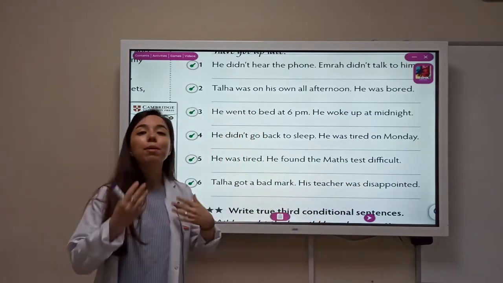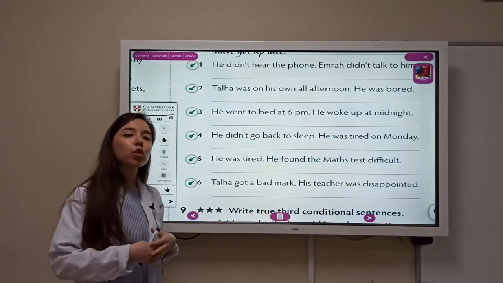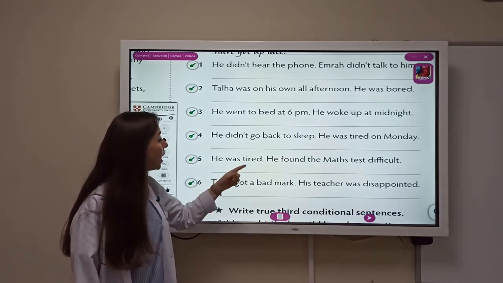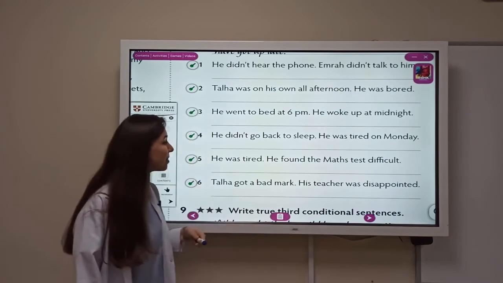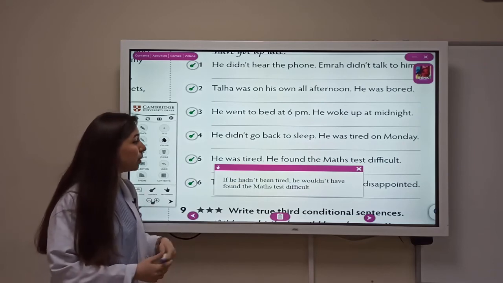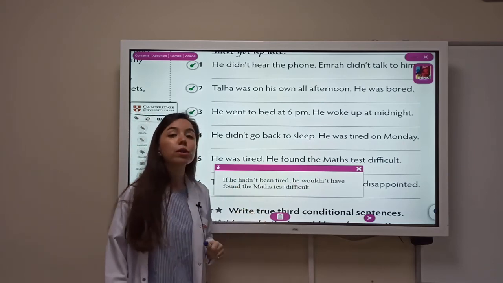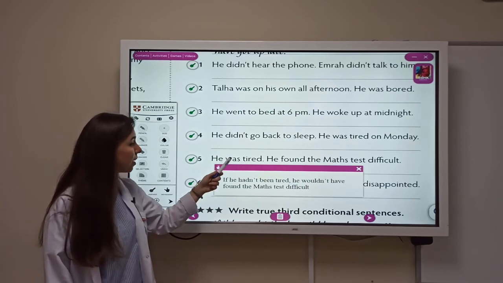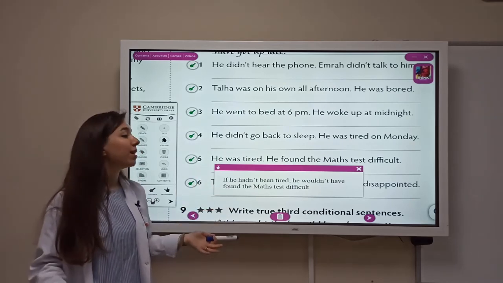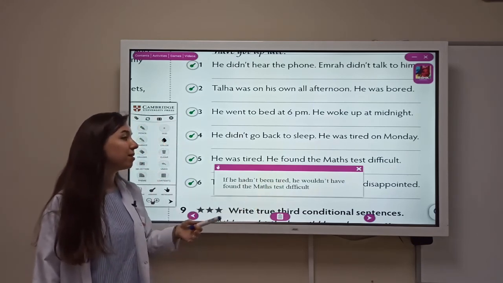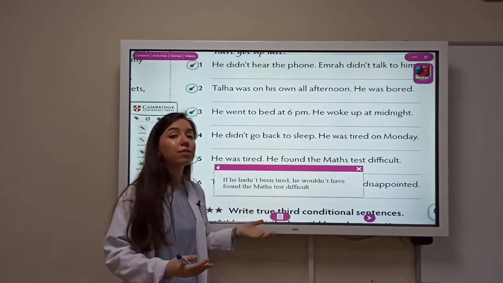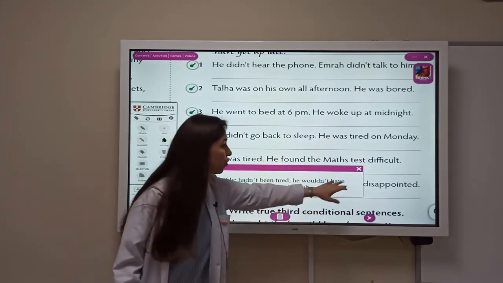But by practicing all the time, by practicing with your friends, with yourself, with writing some sentences, you will understand it better. He was tired. He found the maths test difficult. Here is positive. So if he hadn't been tired, he wouldn't have found the maths test difficult. Positive here, negative. If he hadn't been tired, but he was tired. We know that he was tired. He wouldn't have found the maths test difficult, but he found the maths test difficult. So this is real, unreal situation. So the consequence is also imaginary.